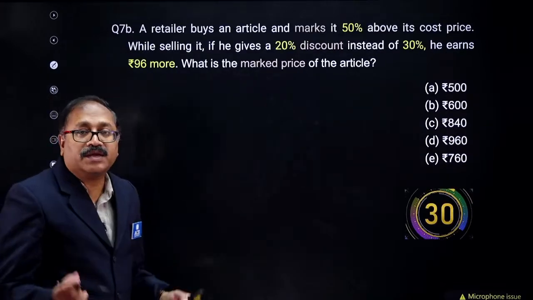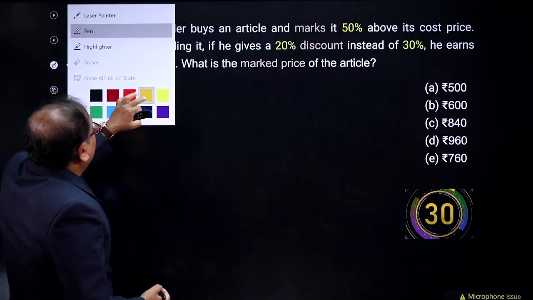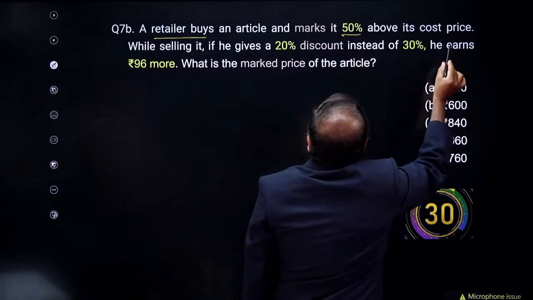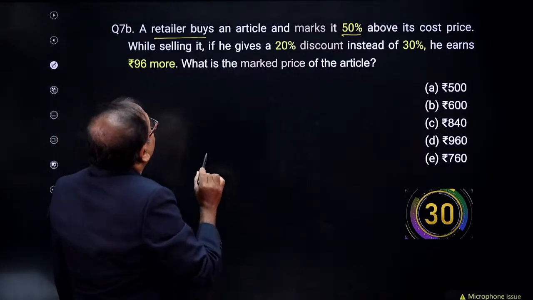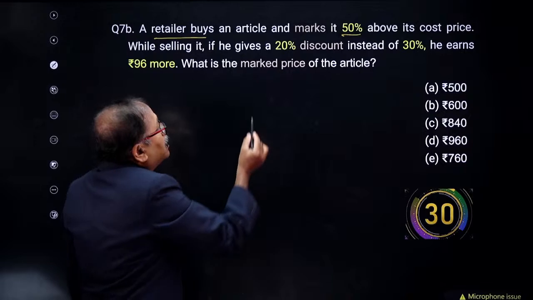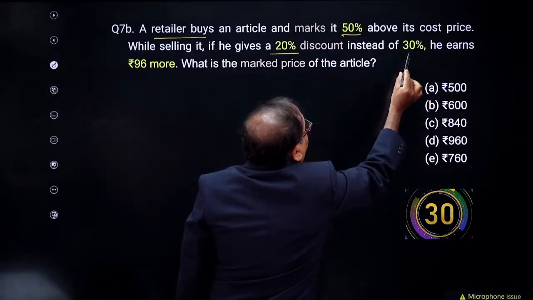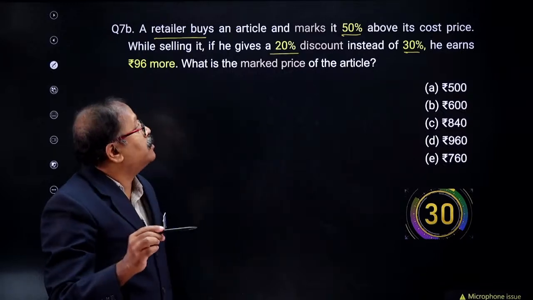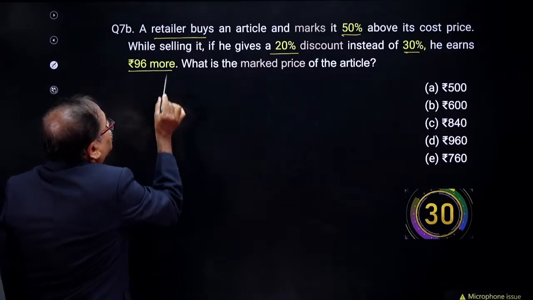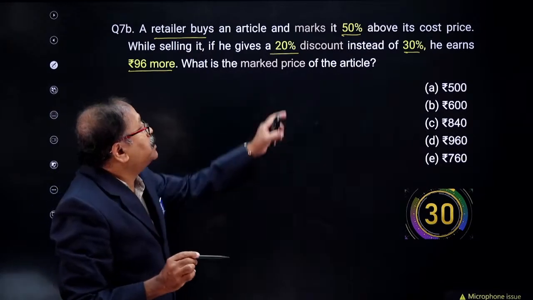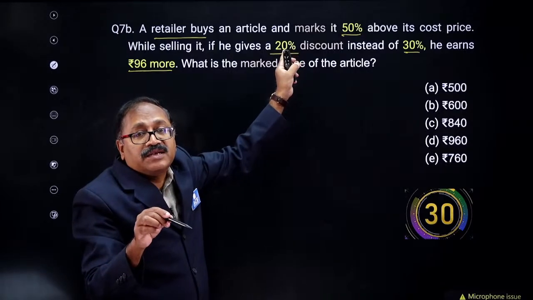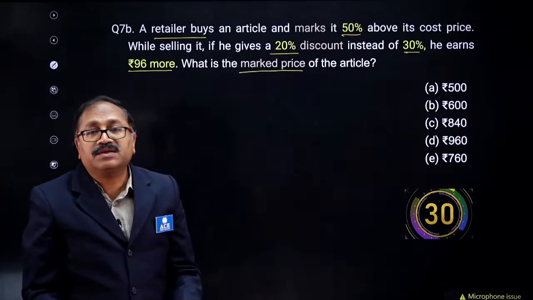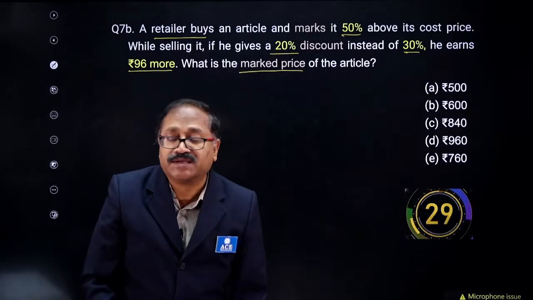Okay. Now, next question on the board, my young friends. A retailer buys an article marked at 50% above the cost price. While selling, the retailer marks 50% above the cost price. While selling, he gives a 20% discount instead of 30% discount. Initially, he used to give 30% discount, but now he is giving only 20% discount, and he earns rupees 96 more. Previously he used to give 30%, but as he is giving a lower percentage discount, he is getting 96 rupees more. Then what is the mark price of the article? I will say it is a 7 to 10 second question, and your 30 seconds starts here.